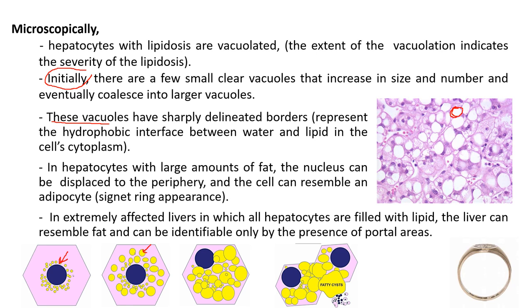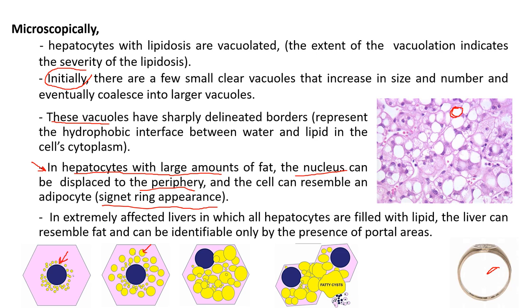And this represents the hydrophobic interface between water and lipid in the cell cytoplasm. As I mentioned before, the vacuoles in the hepatocytes can fuse together and make one big, large vacuole that can push the nucleus towards the periphery and make a signet ring appearance, as you see.